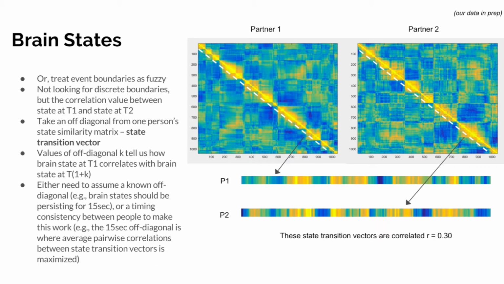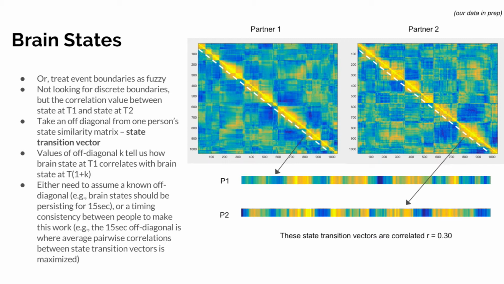You can also treat event boundaries as fuzzy instead of discrete. So you're not looking for discrete boundaries, but you'd be looking for the correlation value between state at T1 and state at T2, just shifting in how correlated that is. So take an off-diagonal from one person's state similarity matrix. This would be their state transition vector. The values of off-diagonal k, whatever off-diagonal you took, tells us how brain state at T1 correlates with brain state at T1 plus k.